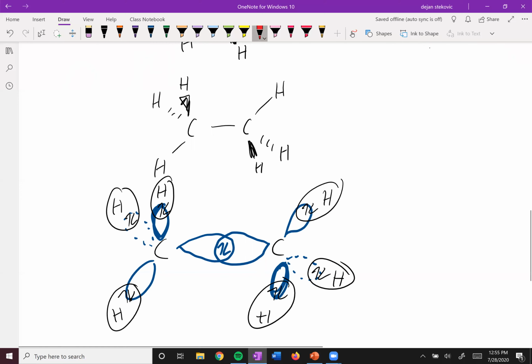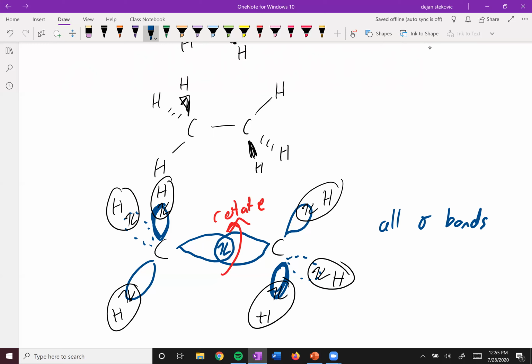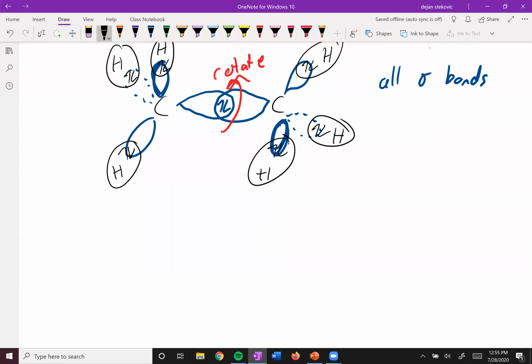What you can see here as well is that we are free to rotate and still have complete overlap. If this compound is spinning, it can still overlap. All of these are sigma bonds, all direct overlap. And atoms other than carbon can hybridize.